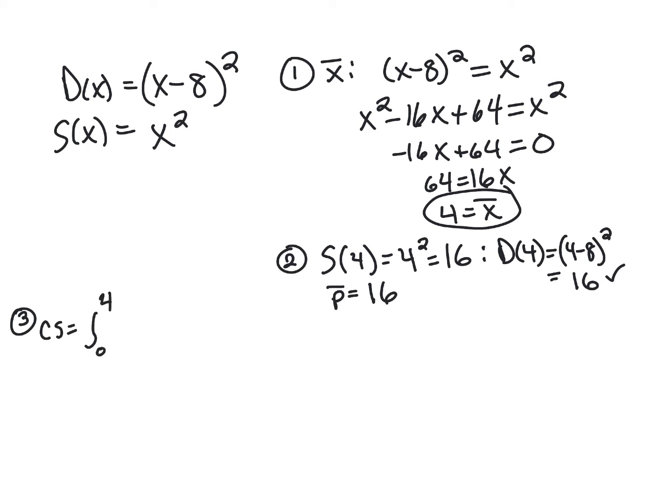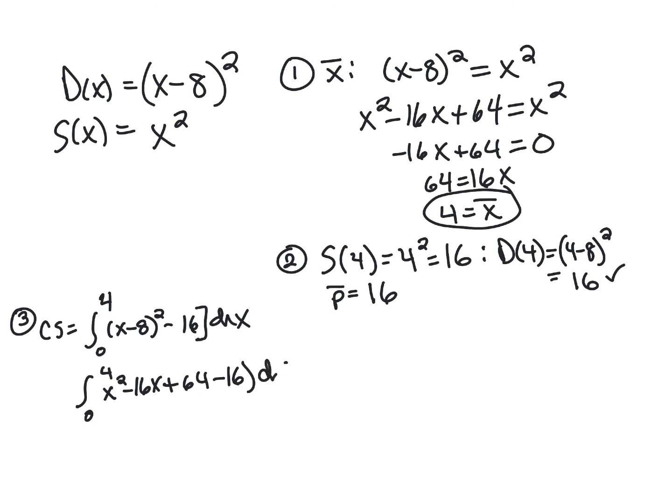And we're going to have the demand function minus the P bar dx. Squaring this out here, we get x squared minus 16x plus 64 minus 16 dx. This is the integral of x squared minus 16x, and 64 minus 16 gives me plus 48.